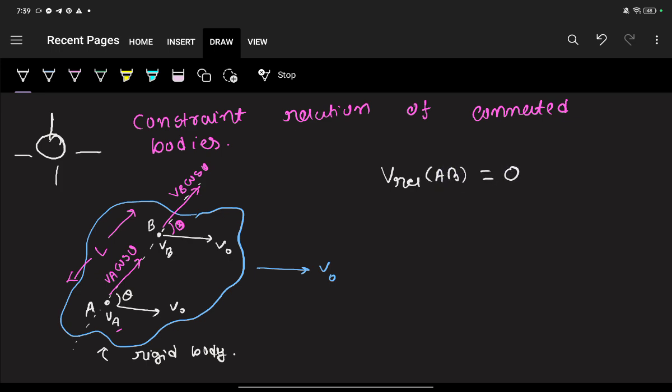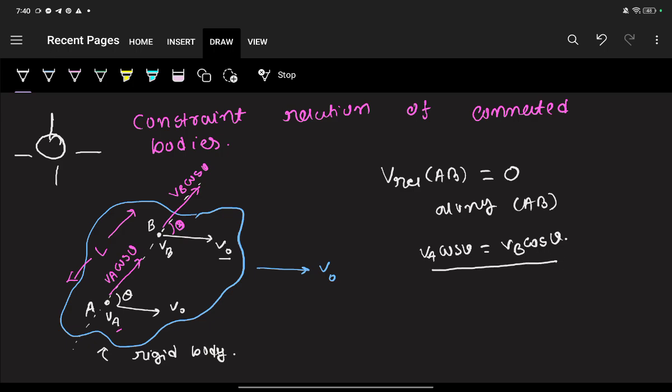Along this AB line, yes or no? First of all, it's a rigid body, right? They are moving with velocity v0 in x direction. If you take the component along the line joining both the particles, their velocities would be va cos theta and vb cos theta. Since it's a connected body, the relative velocity between both these particles should be 0. That means va cos theta must be equal to vb cos theta. Yes or no? So that is what is important here.